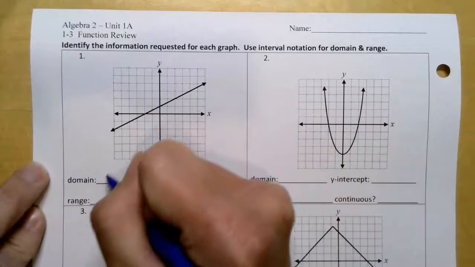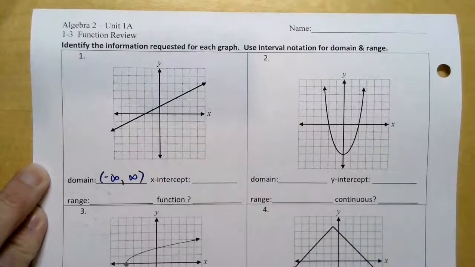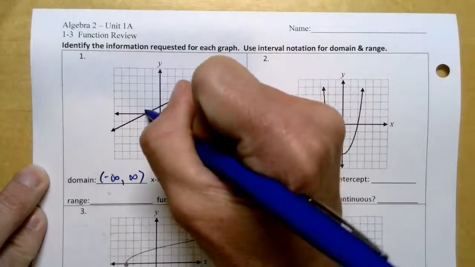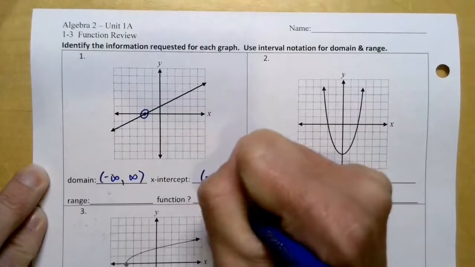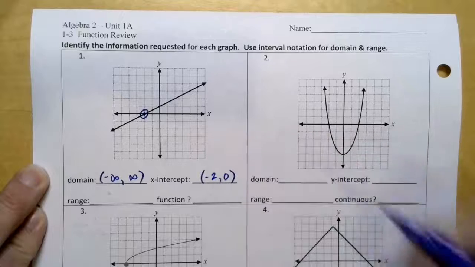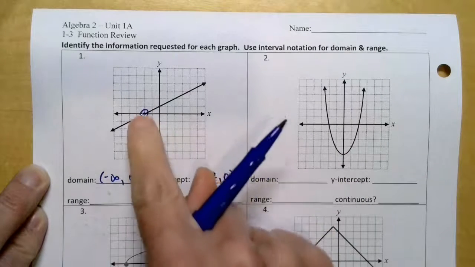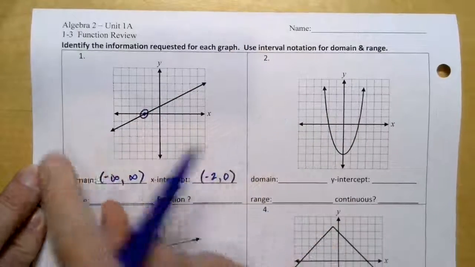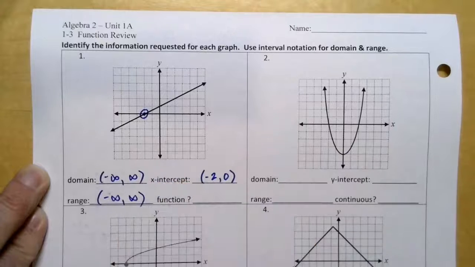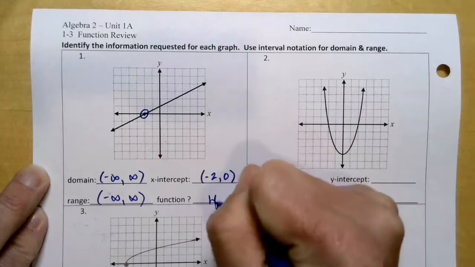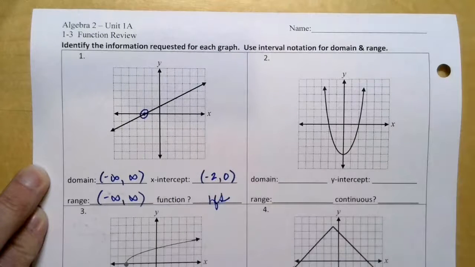So for all linear equations, your domain is going to be from positive to negative infinity. Your x-intercept is where this graph crosses the x-axis, which is an ordered pair of over -2 up 0. Your range for this graph, again, it continues up and it continues down forever. So anything can come out of this function from positive to negative infinity. And of course, yes, it is a function because it passes that vertical line test.